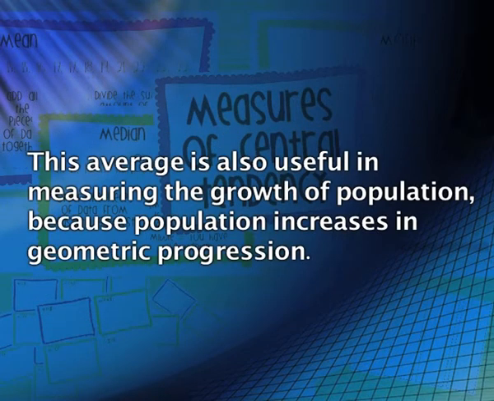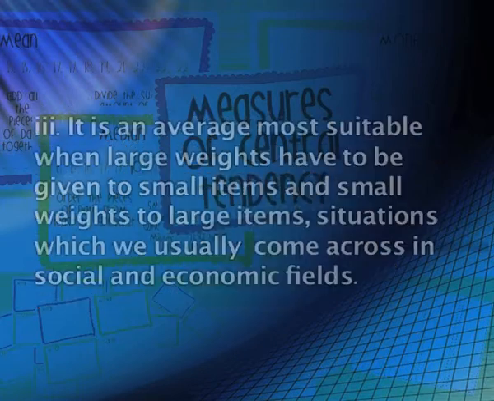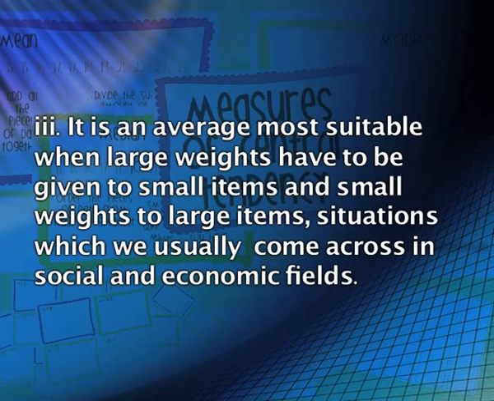This average is also useful in measuring the growth of population because population increases in geometric progression. Second one, geometric mean is theoretically considered to be the best average in the construction of index numbers. It makes the index numbers satisfy the time reversal test and gives equal weight to equal ratio of change. Third point, it is an average most suitable when large weights have to be given to small items and small weights to the large items, situations which we usually come across in social and economic fields.